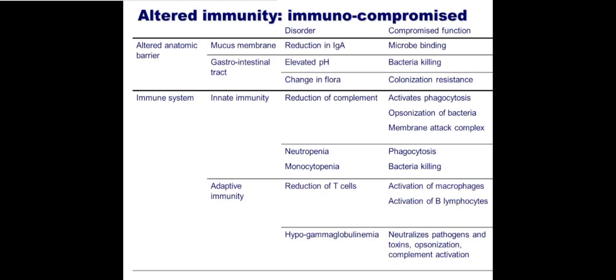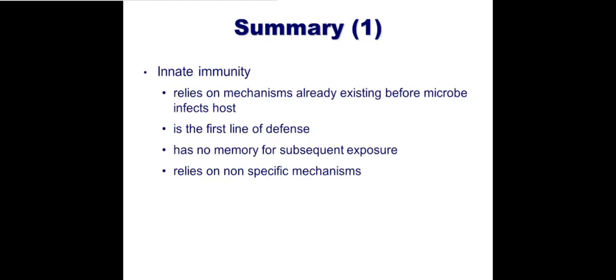So, altered immunity, immunocompromised. This is the chart. Altered anatomic barrier, immune system, innate immunity, reduction of complement, activated phagocytosis, adaptive immunity. So you see this table, and remember how the innate immunity and adaptive immunity work, which cells act, and what the function is. So in this PPT, what did we study?